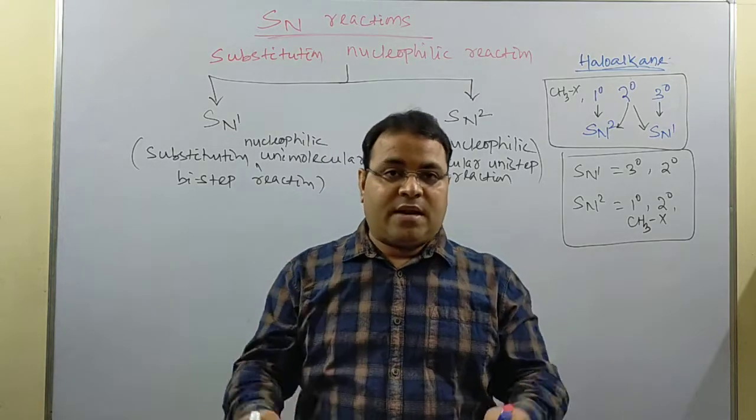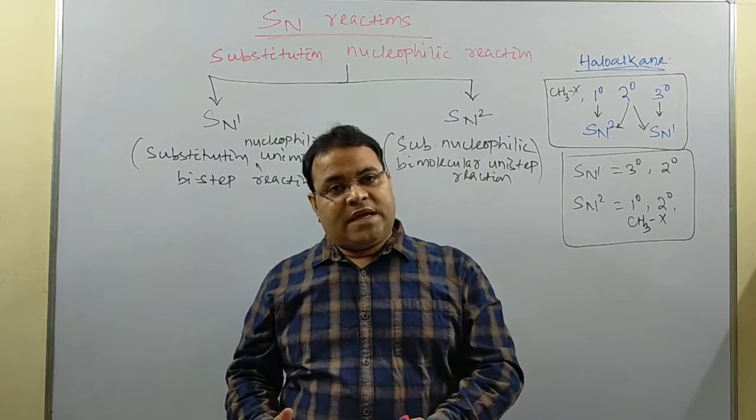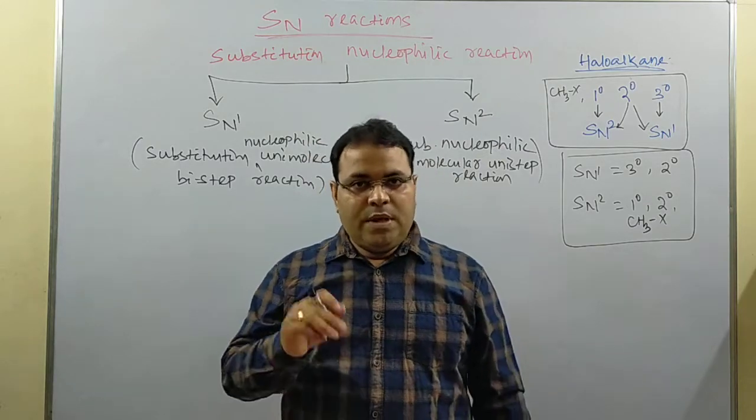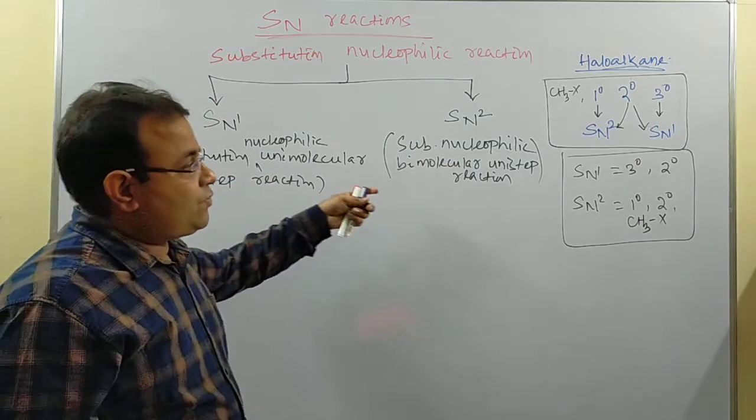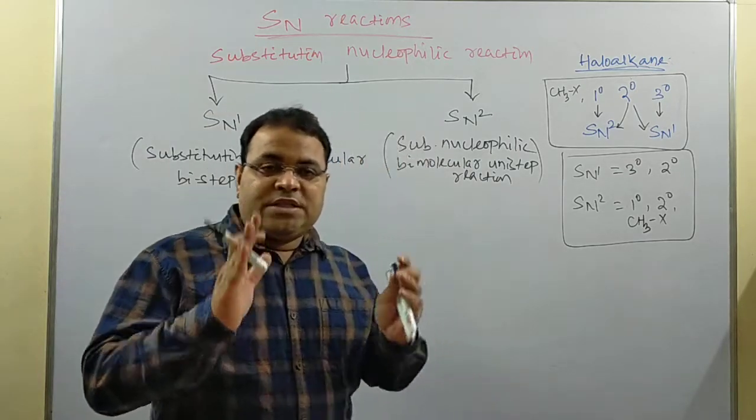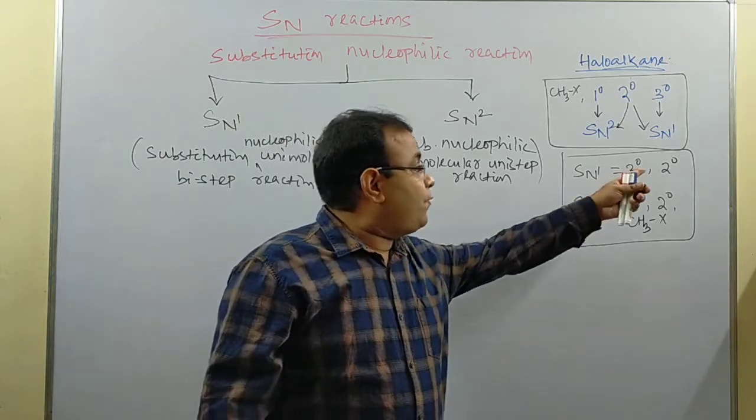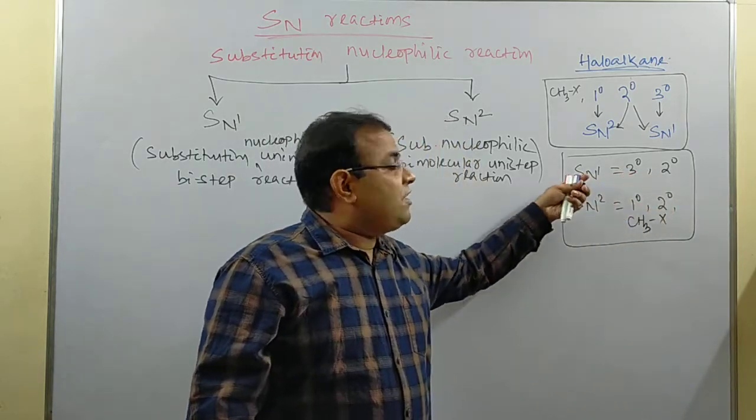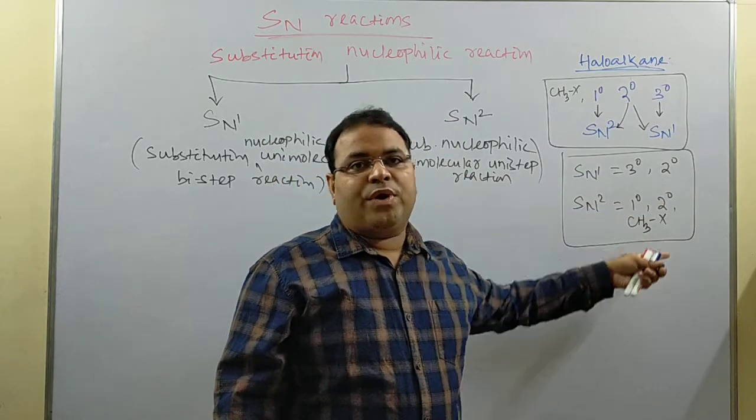Which factor will decide whether it is showing SN1 or SN2 reaction? The answer is solvent. We'll go into details when we read each of them individually. You can remember that the solvent will decide the mechanism of 2 degree haloalkane, whether it is showing SN1 or SN2 mechanism, because it is showing both.